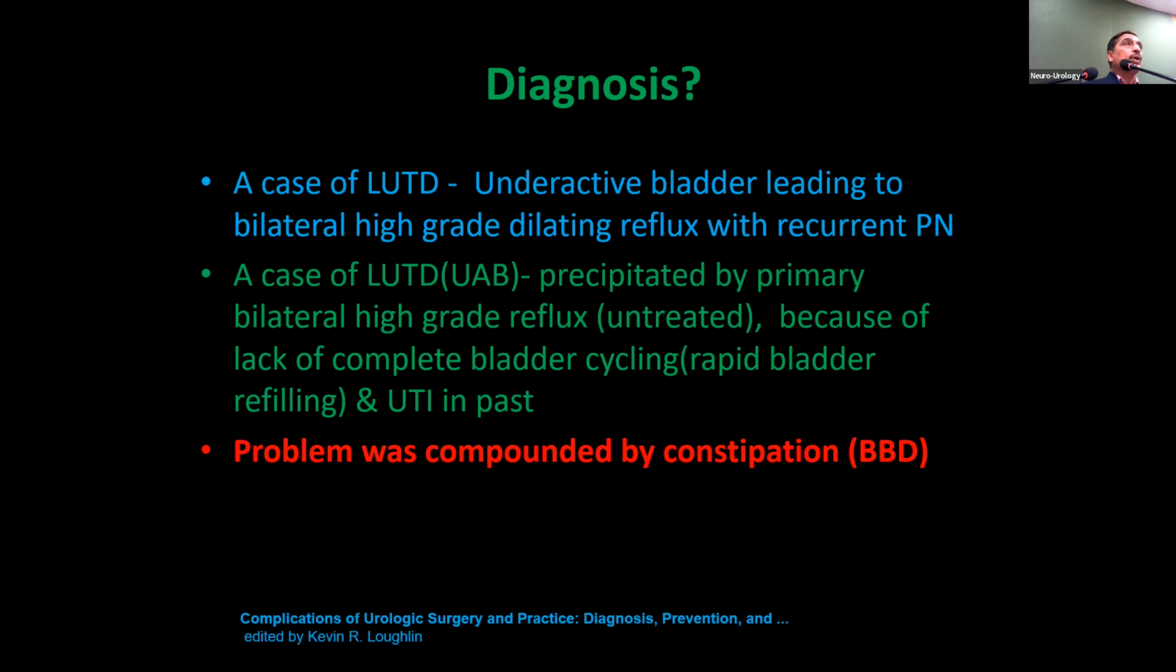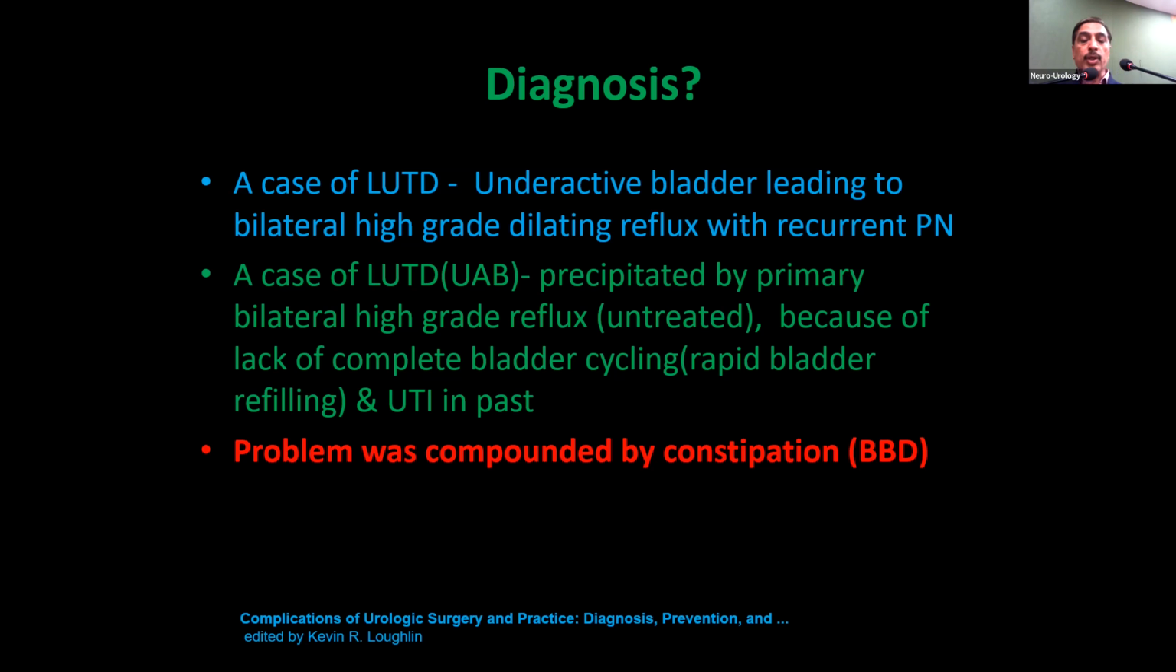So now here comes the controversy or some discussion. We'll discuss it sometime if time remains with me. What is the diagnosis? In this case, I proposed a case of lower urinary tract dysfunction, which is underactive bladder, leading to secondary bilateral high-grade dilating reflux with recurrent pyelonephritis. Or the second possibility is a case of LUTD, which is underactive bladder, precipitated by primary bilateral high-grade reflux, which has remained untreated.